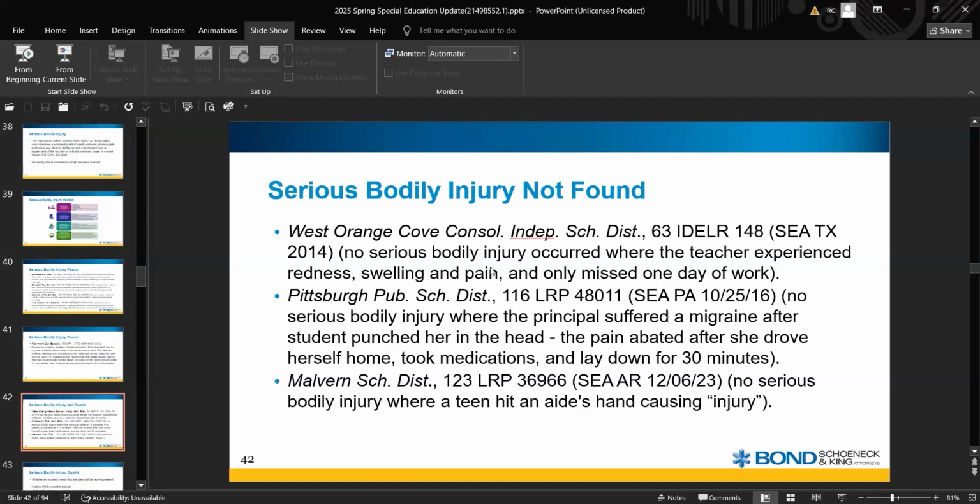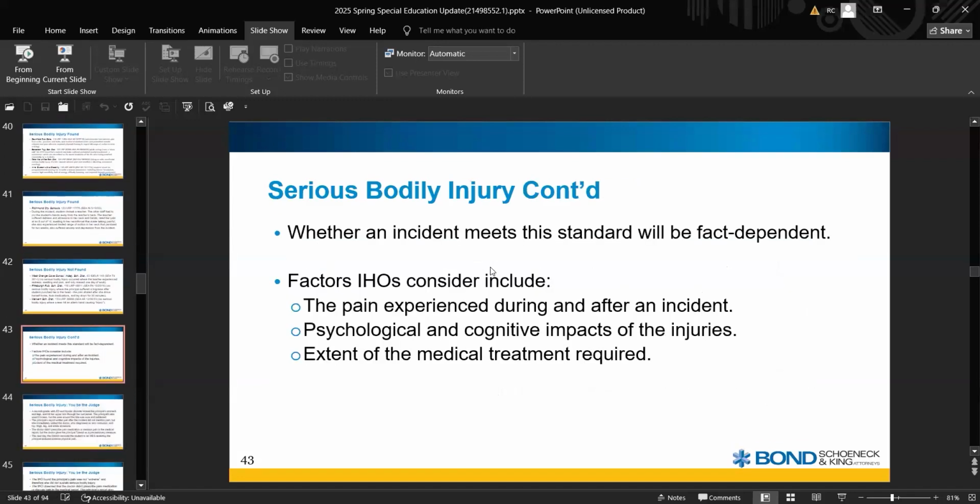And last one, no serious bodily injury where a teen hit an aide's hand causing, quote unquote, injury. So that's what we call in the legal world a conclusory allegation, that you suffered an injury. Well, you have to give the hearing officer something to hang their hat on in terms of evidence. What was the injury? Was there screaming? Was there crying? Things like that. How long did it last?